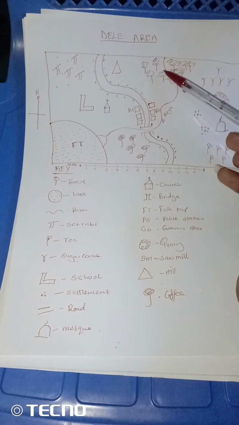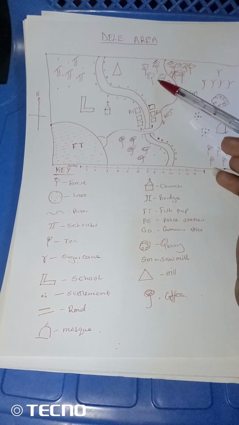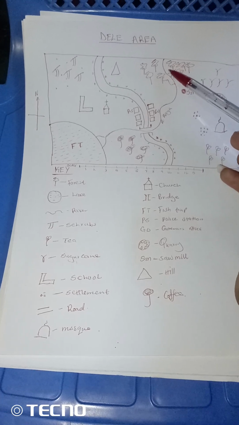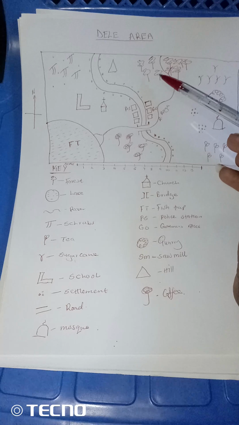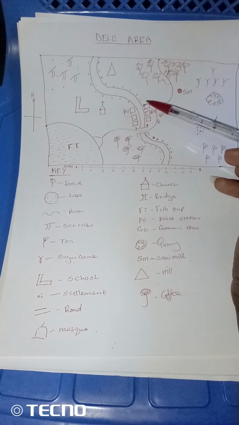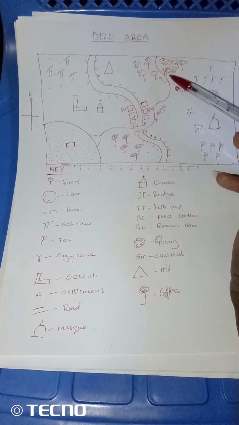Now we have features formed at the source of a river, and we have only two features. One is a tributary. Tributaries are small rivers that join to form a large river. And we have a confluence. A confluence is where a tributary joins the main river.